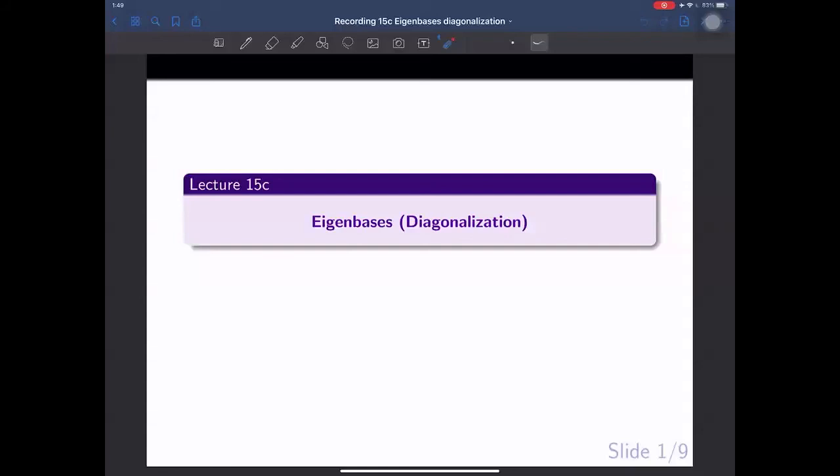Welcome to Lecture 15C on Eigenbases, Diagonalization.